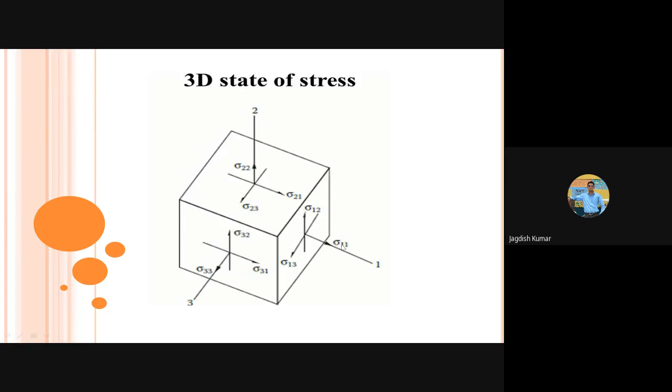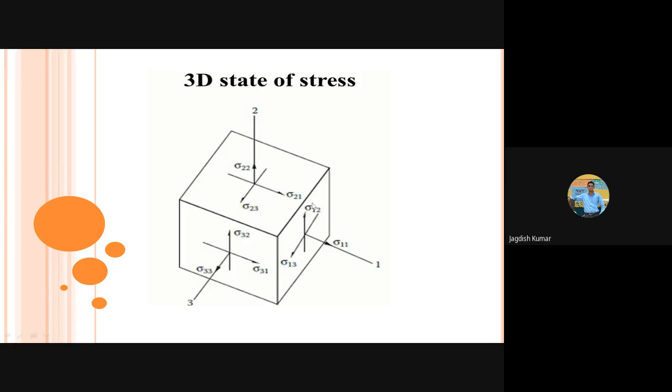The first one tells the direction along which the stress is applied, and the second one tells on which face it is acting. Okay, this will be clear shortly. So sigma 1 means one is the direction along which it is acting, and the second one is referring to the face perpendicular to this direction, one direction. So what is the face perpendicular to one direction? It is this face. So sigma 1 means stress acting along one direction on a face perpendicular to this axis.